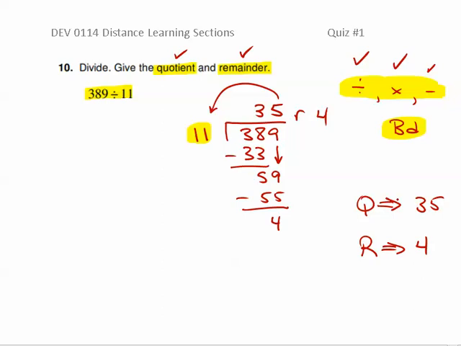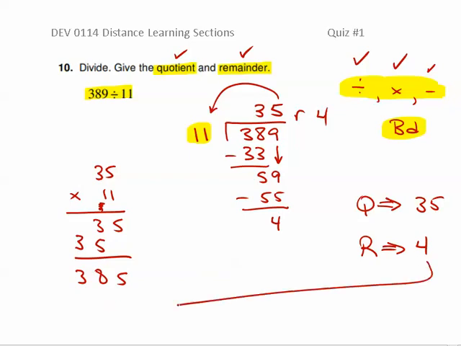Now you should check your answer. The way you check your answer is you multiply your quotient by the 11. So we start with 1 times 5 is 5. 1 times 3 is 3. Next we move to the other 1. 1 times 5 is 5. 1 times 3 is 3. We add these two numbers together, and that gives us 385.